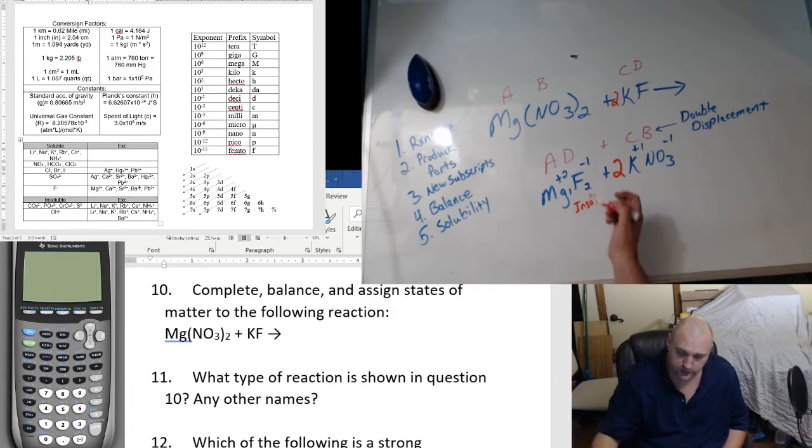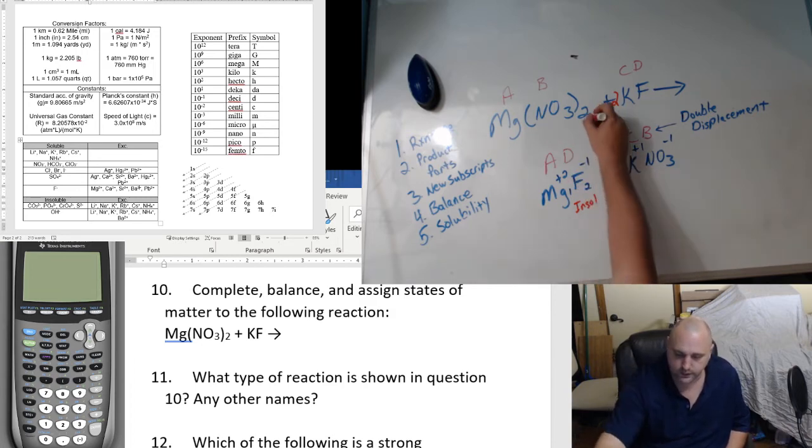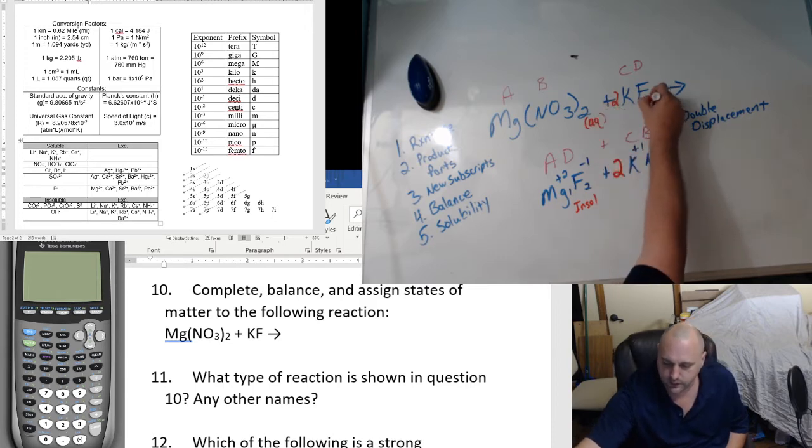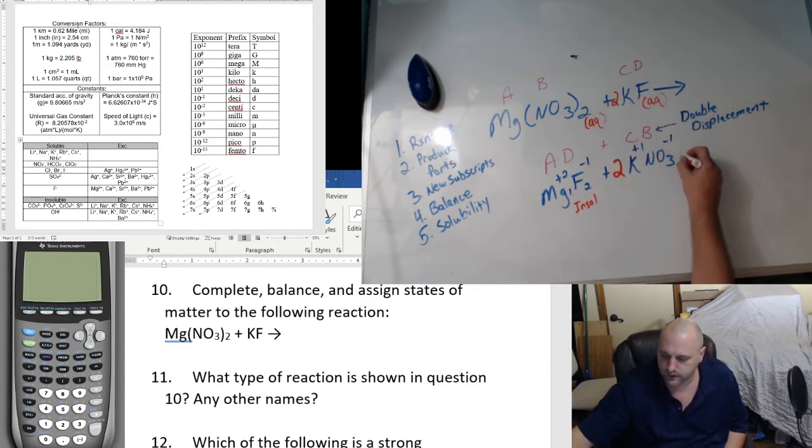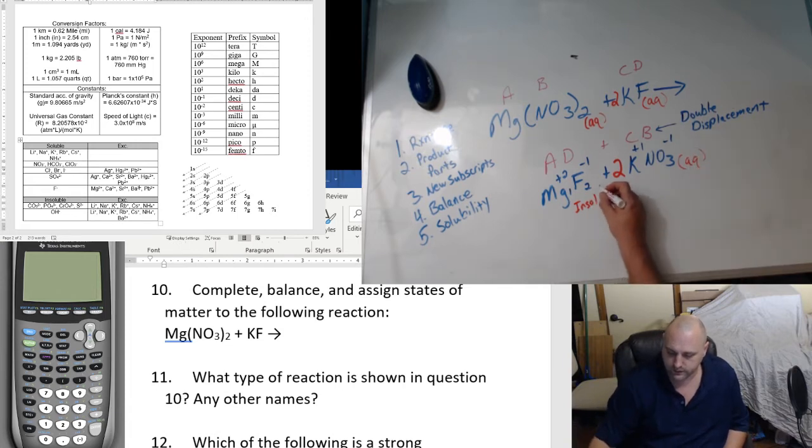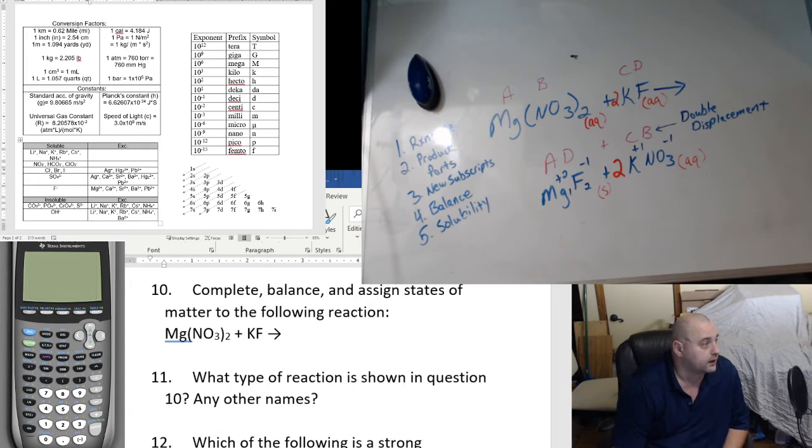Now what I'm going to do is label these. If it's soluble, it gets an AQ. KNO3 would get an AQ down here. And since this one is insoluble, it gets an S. Remove my note. And there's that one done.